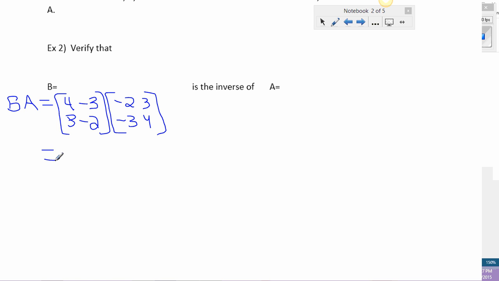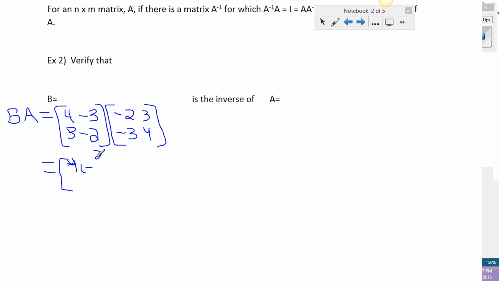So again, we said that it was first row down first column, first row down second column, right? You have to get that order in your head. So first row down first column, fix. 4 times negative 2. Hold on.